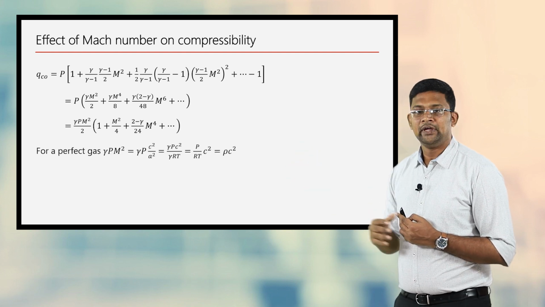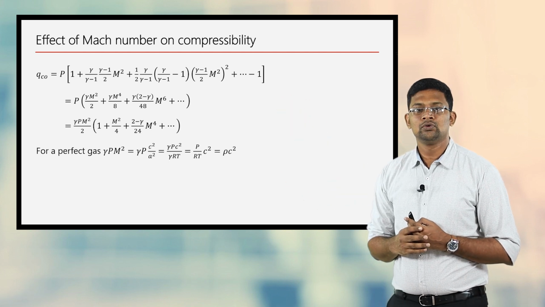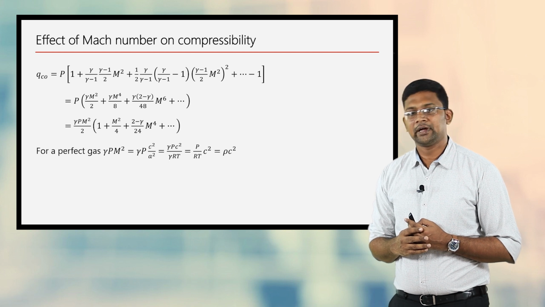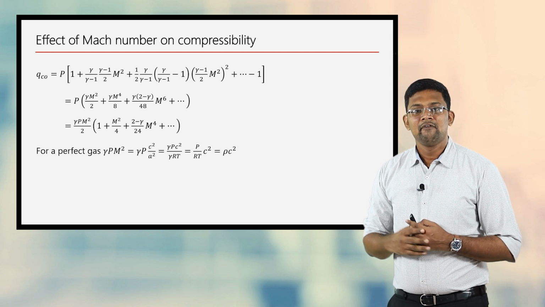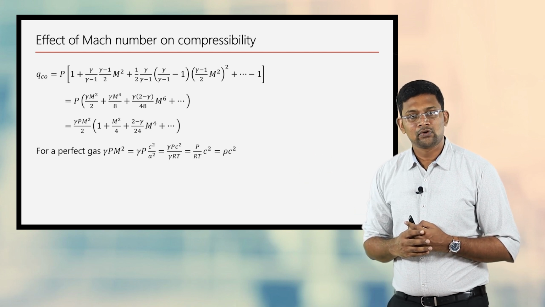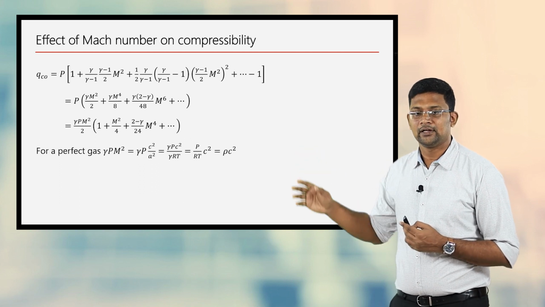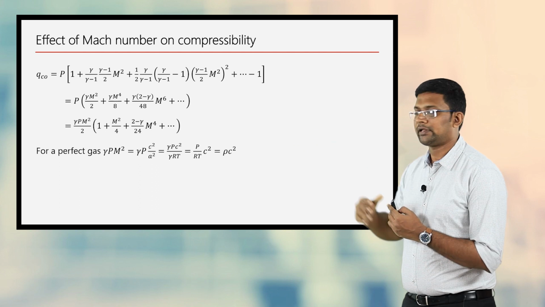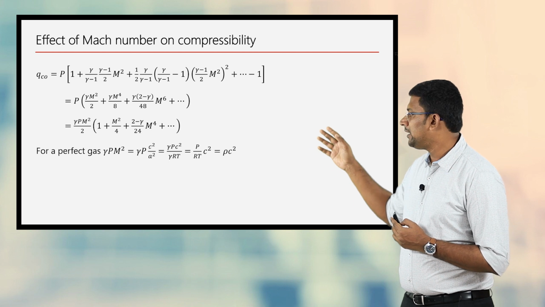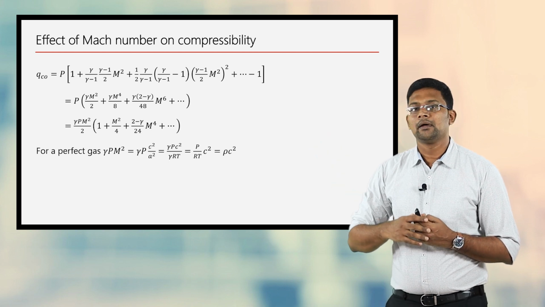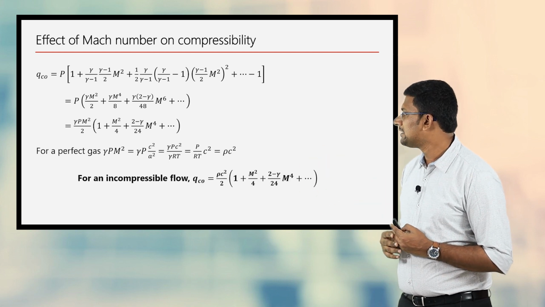For a perfect gas, we know gamma P M square, that is the term outside the bracket, is equal to gamma P C square by A square, because C square by A square is nothing but our Mach number square, which is equal to gamma P C square by gamma RT, because A square, the square of velocity of sound, is equal to gamma RT. And in the next step, we are cancelling the gamma term in numerator and denominator. And finally, we will be obtaining P by RT into C square. But we know P by RT is nothing but density. So that is equal to rho C square.